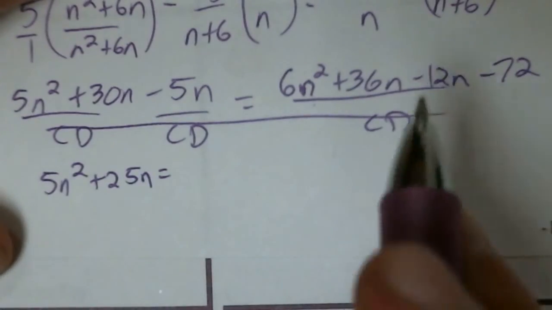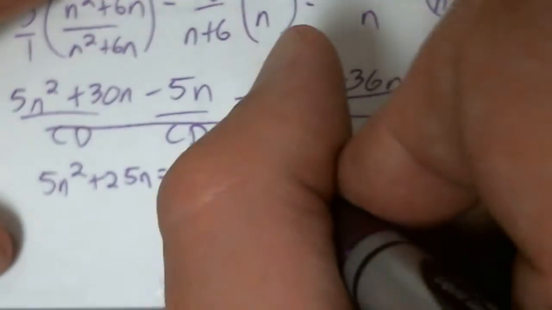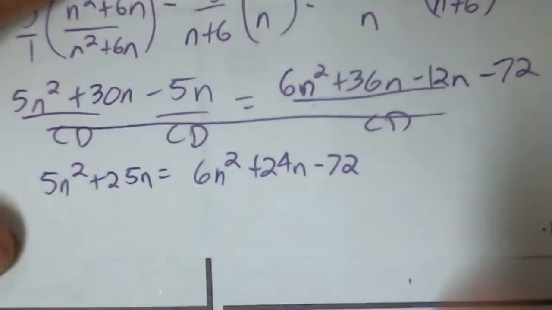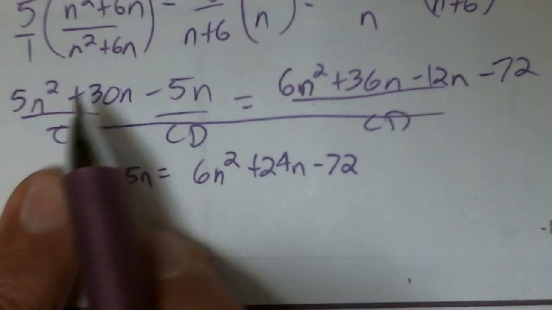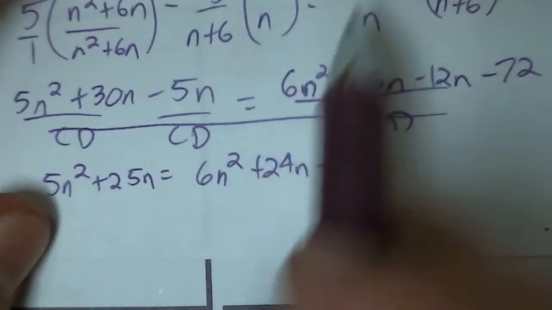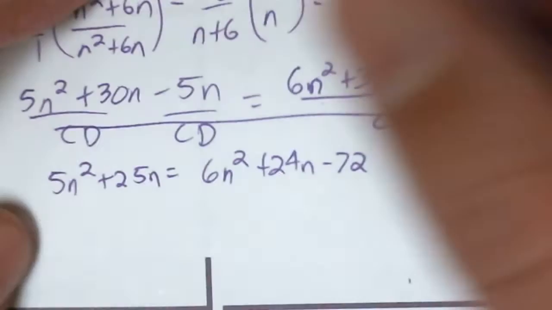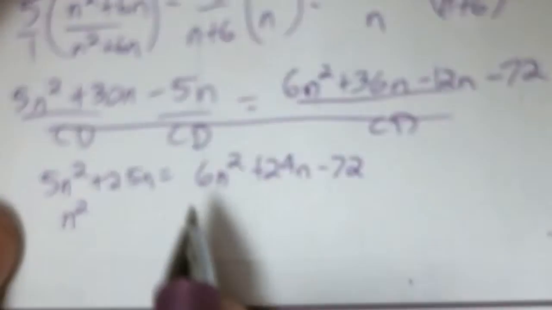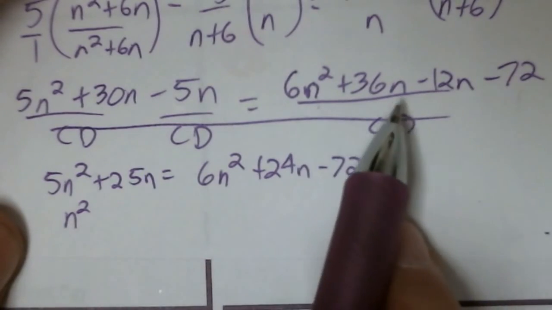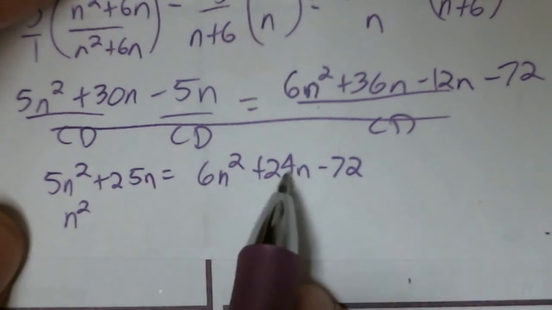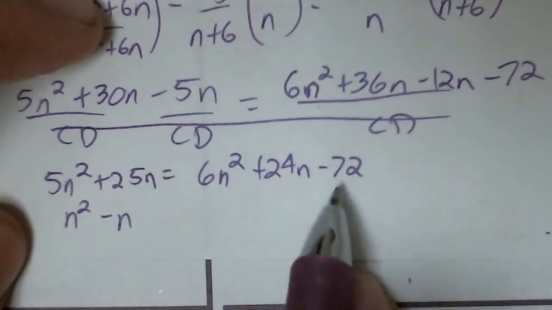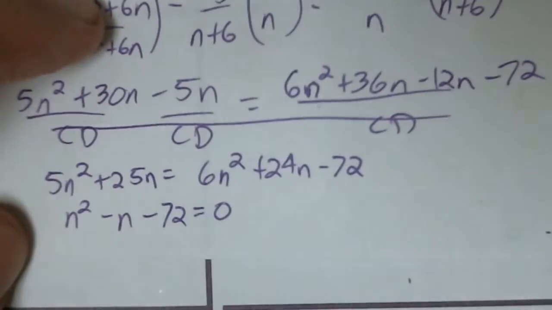So now let's combine like terms. On the left I've got 5n squared plus 25n. On the right, 36n minus 12n is 24n minus 72. Now I need to get everything to one side of the equation. So I've got a 5 on the left and a 6 on the right, which means I need to move the 5 to the other side. Let's subtract 5n squared from both sides. So I'll have n squared, and we need to subtract 25n from both sides. So 24 minus 25 is minus 1, and then we have the minus 72 equals 0.